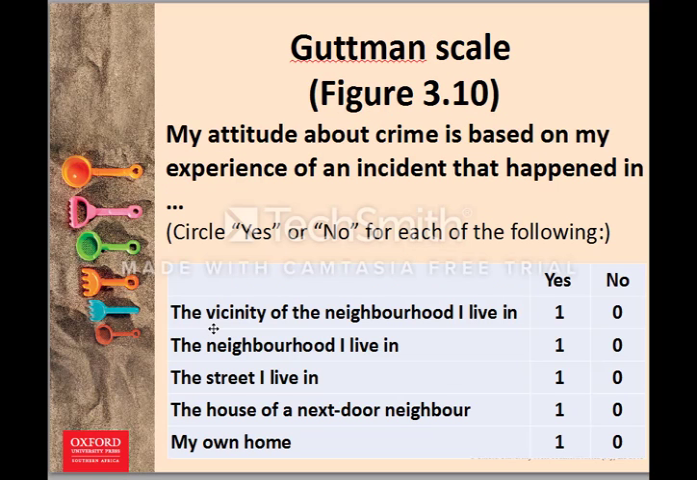And then the Guttman scale. My attitude about crime is based on my experience of an incident that happened in... And then you circle, and then you can add it up. Okay? But I need to read more about Guttman scales, I'll be honest. The only time I ever see or experience Guttman scales is in this class. Anyway, yeah, they use them for contentious issues, usually questions about contentious issues.